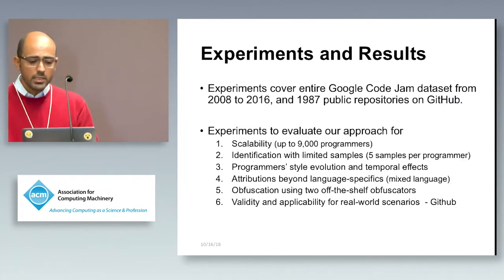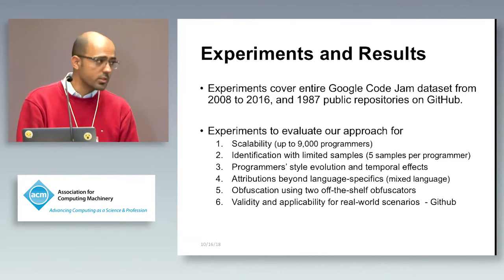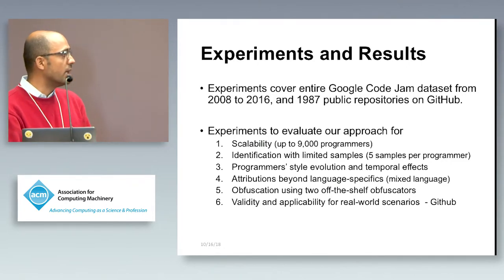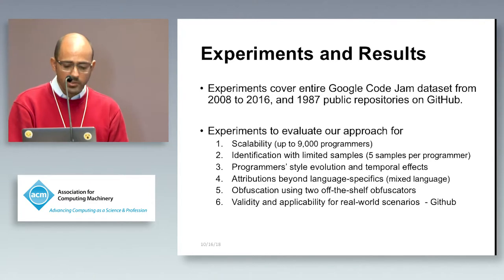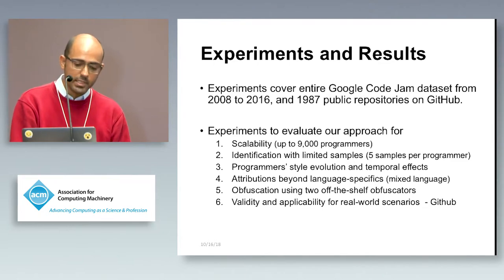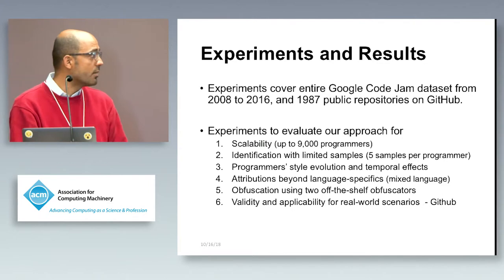So a great part of this talk is going to be about the experiments to convince you that this actually works, addressing the initial premises of the work: by being scalable, by identifying with a limited number of samples, by capturing programmers' style evolution over time, by doing attribution beyond language specifics using mixed languages, addressing obfuscation, as well as running in the wild on GitHub samples.